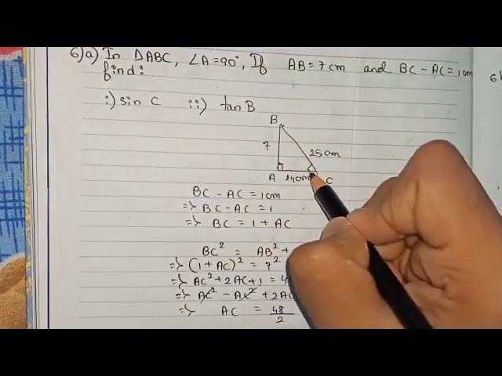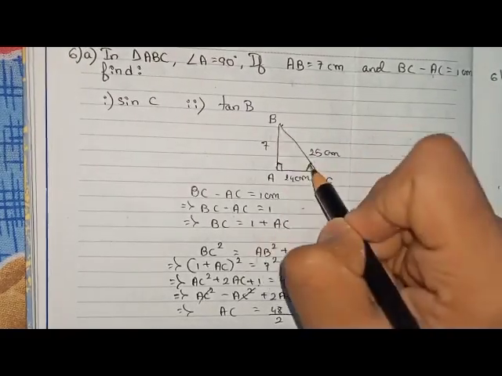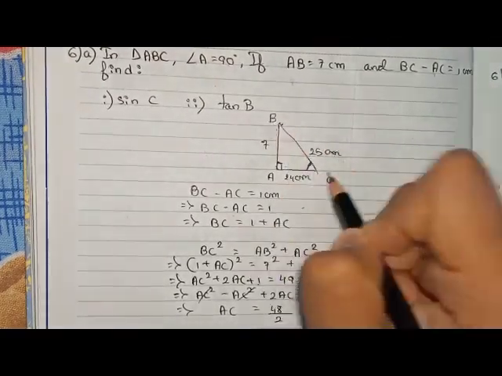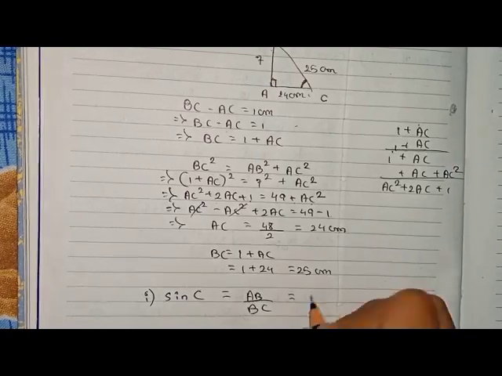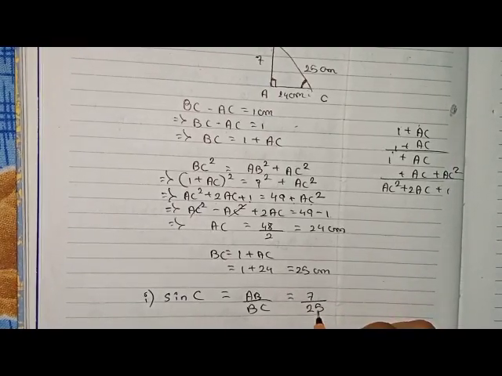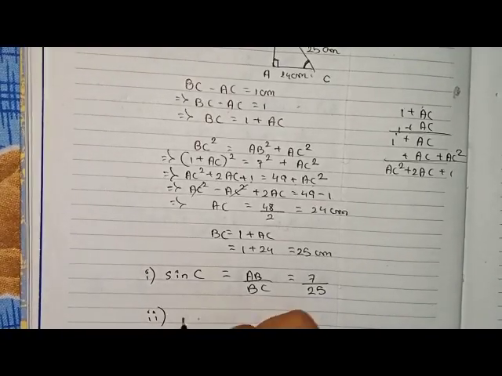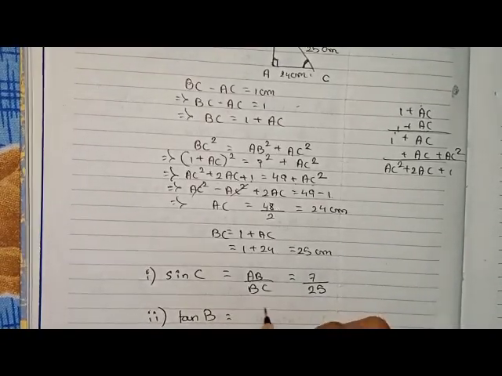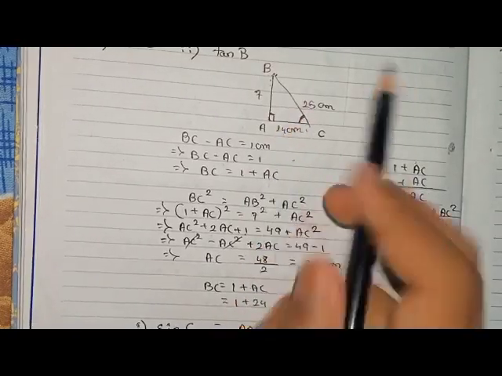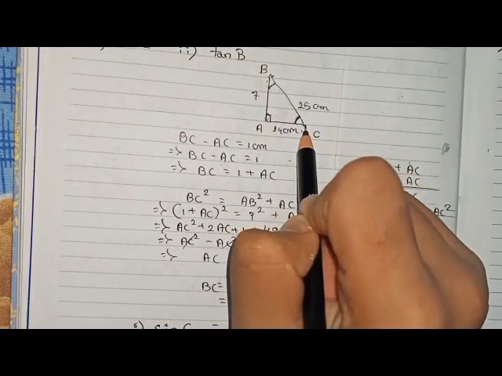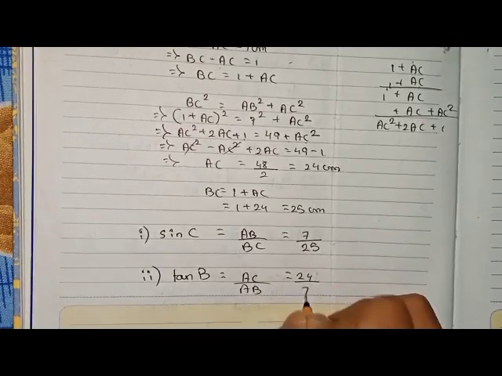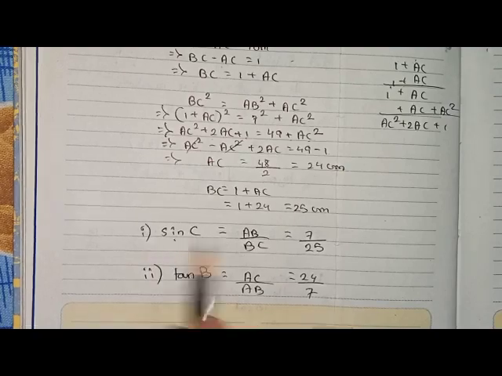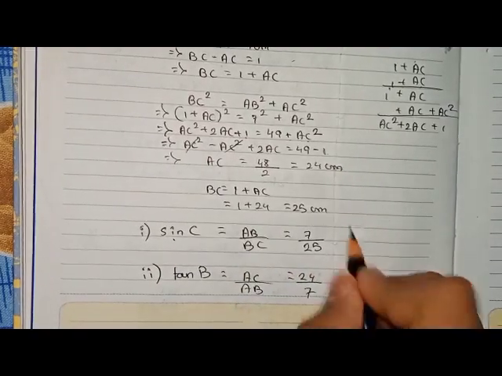In this triangle, sin means height by hypotenuse. Opposite side AB is the height, and BC is the hypotenuse. So AB by BC. AB is 7 and BC is 25, so 7 by 25. And third, tan B. Tan is equal to height by base. Here is B, opposite side AC, so this will be the height and AB will be the base. So write AC by AB is equal to 24 by 7. So for this question, the answers are sin C 7 by 25 and tan B 24 by 7.